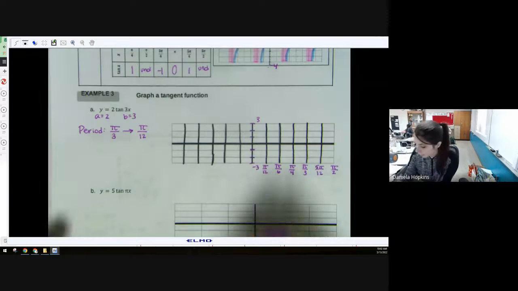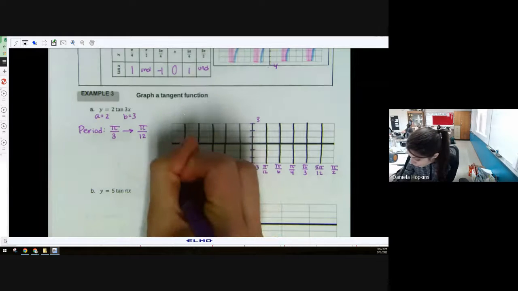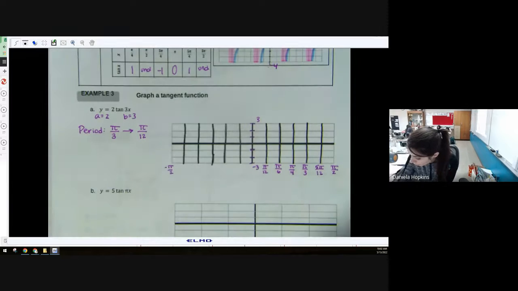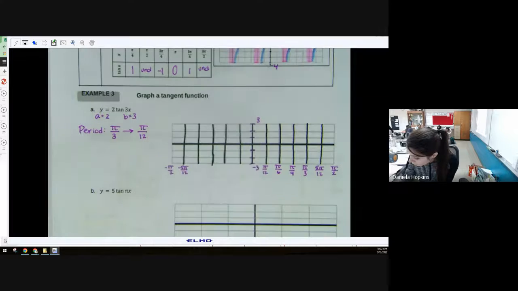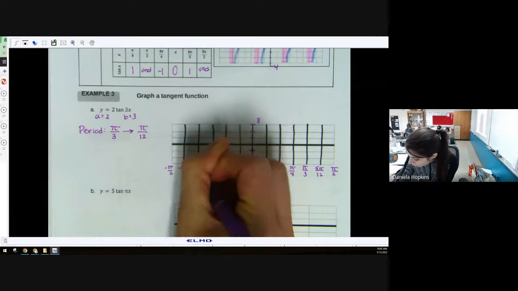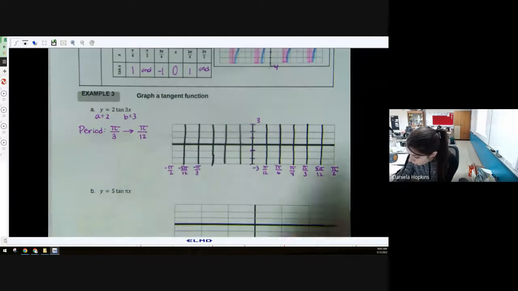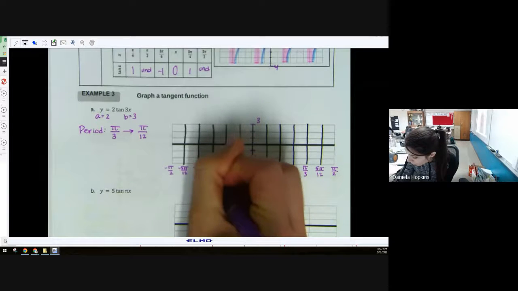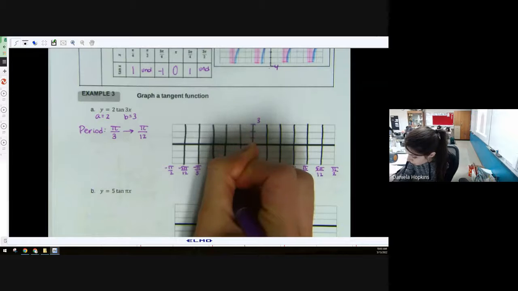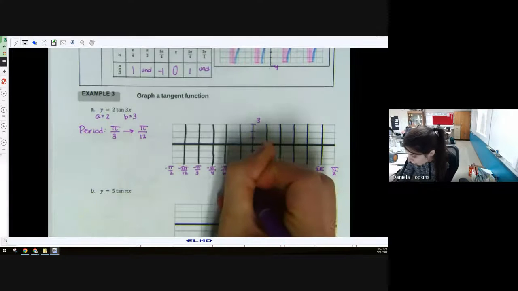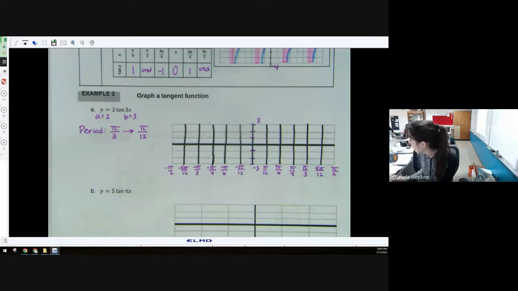And then just all the negative ones. So this would be negative pi over 2. Negative 5 pi over 12. Negative pi over 3. Negative pi over 4. Negative pi over 6. And negative pi over 12. Are we okay with labeling our x-axes? Was that an okay thing yesterday for us? Well, not particularly pretty, but sorry.